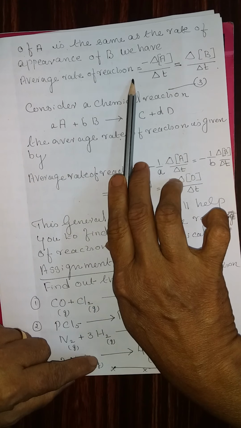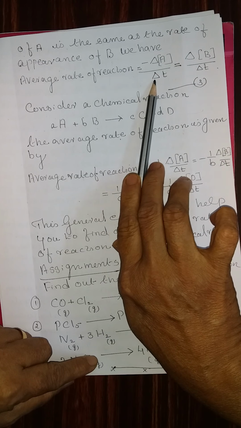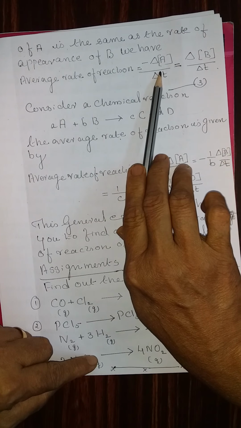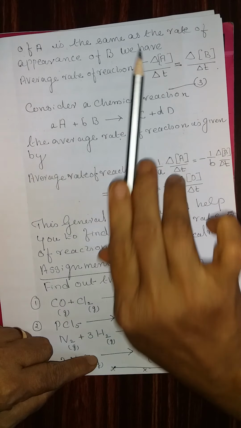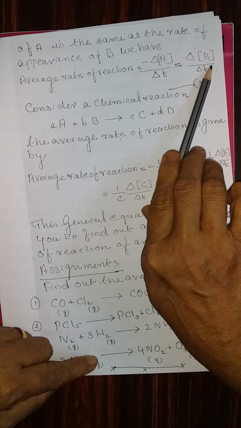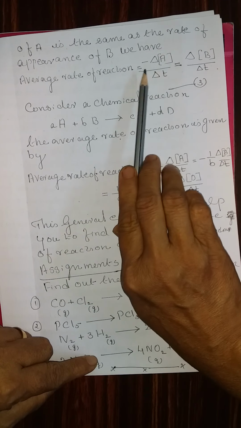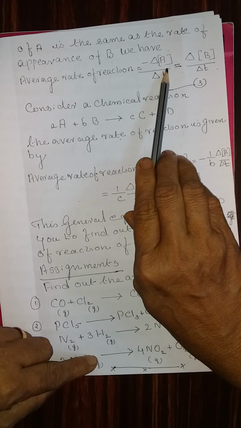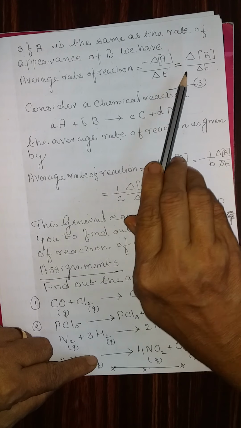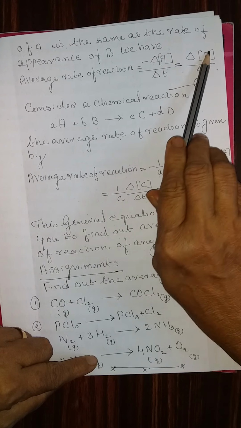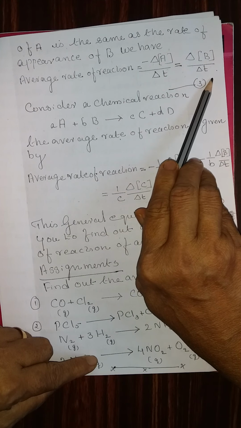Since the rate of disappearance of A is the same as the rate of appearance of B, we have average rate of reaction is equal to, this is a law. That means the decrease in concentration of the reactant is always equal to the increase in concentration of the product. Minus delta concentration of A divided by delta T is equal to delta concentration of B divided by delta T.